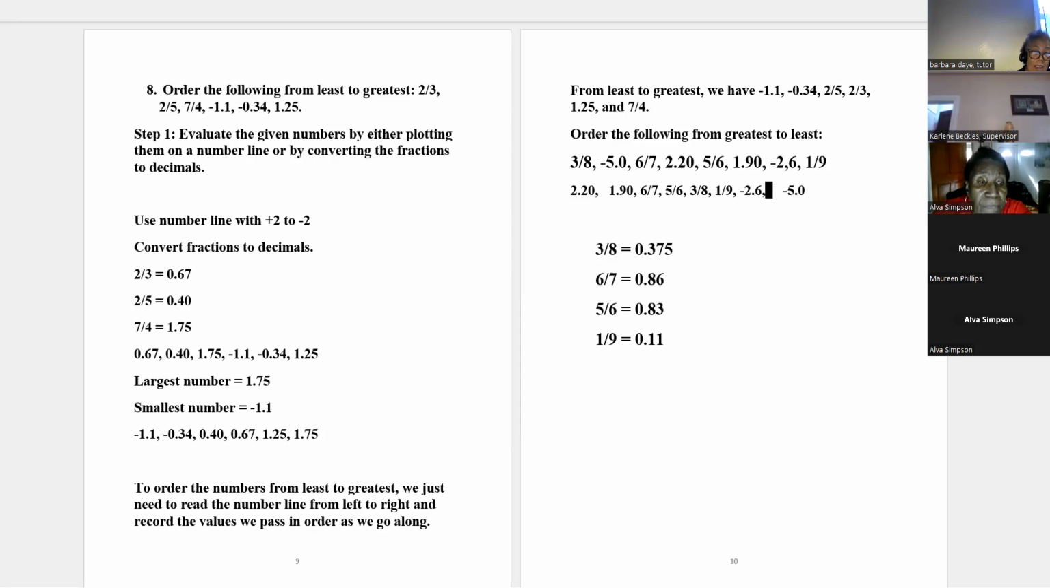So Maureen, did you have this? This is the way they would be in order, from greatest 2.20 to smallest minus 5.0. So this would be the answer here. From greatest to least, 2.20 being the biggest, minus 5.0 being the smallest. Any questions? How you order these? Okay, so that would be the correct answer. Any questions on anything we've gone over?